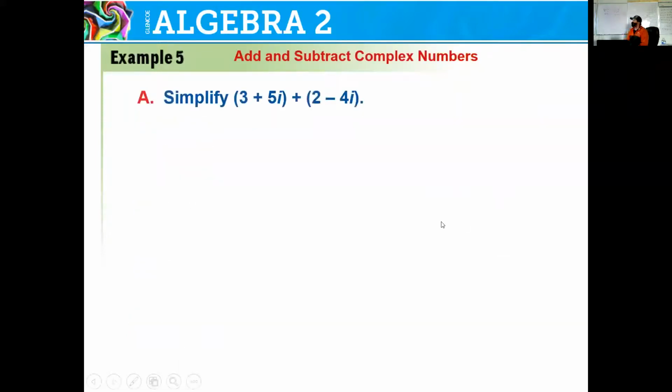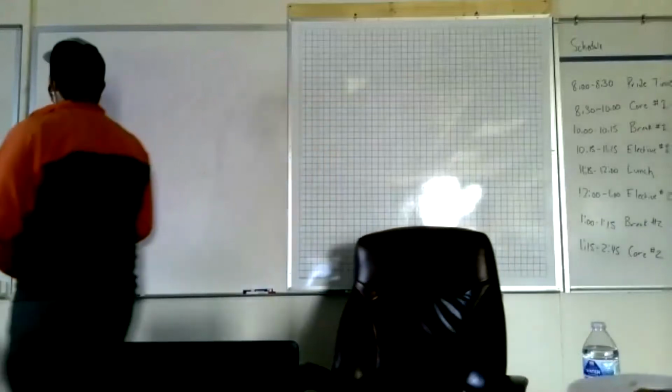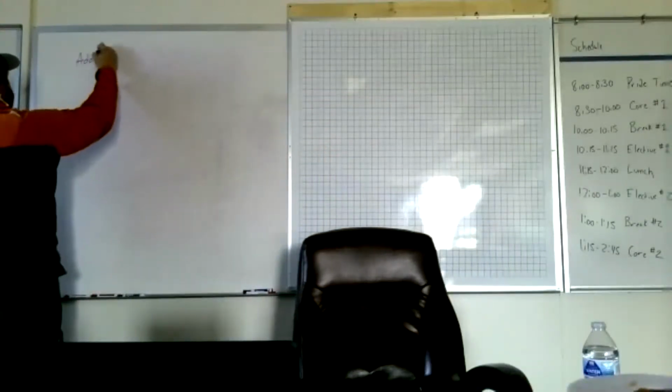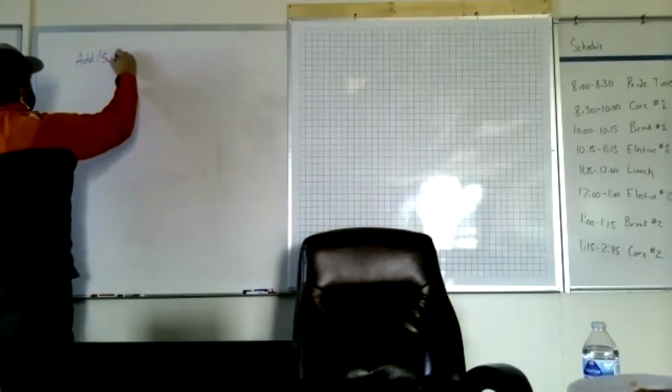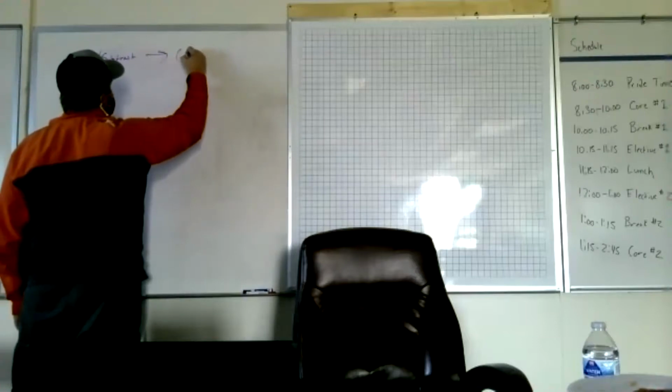All right, here we actually get to it. Okay, so first part we're going to talk about is addition and subtraction. Addition and subtraction can be broken down into 3 words. Combine like terms. So whenever we're adding or subtracting, you want to combine like terms.